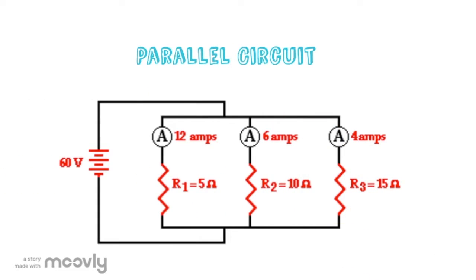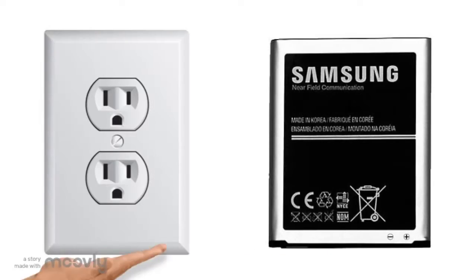On the other hand, parallel circuits have more than one branch of connection, meaning that the current that travels through the wires can take more than one path to its source. Some examples of items in your home with parallel circuits are electrical outlets and a cell phone battery.